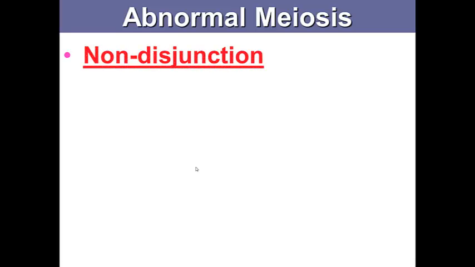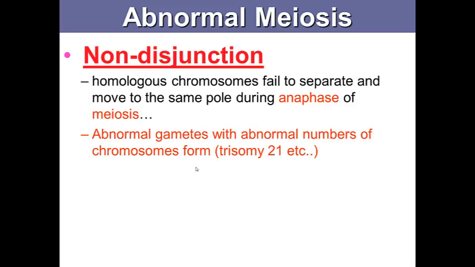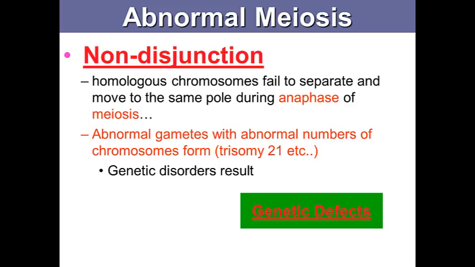What is abnormal meiosis? Sometimes you get something called non-disjunction. This occurs when homologous chromosomes fail to separate and move to the same pole during the anaphase of meiosis. Abnormal gametes with abnormal numbers of chromosomes form things like trisomy 21, which is Down syndrome. Genetic disorders result.